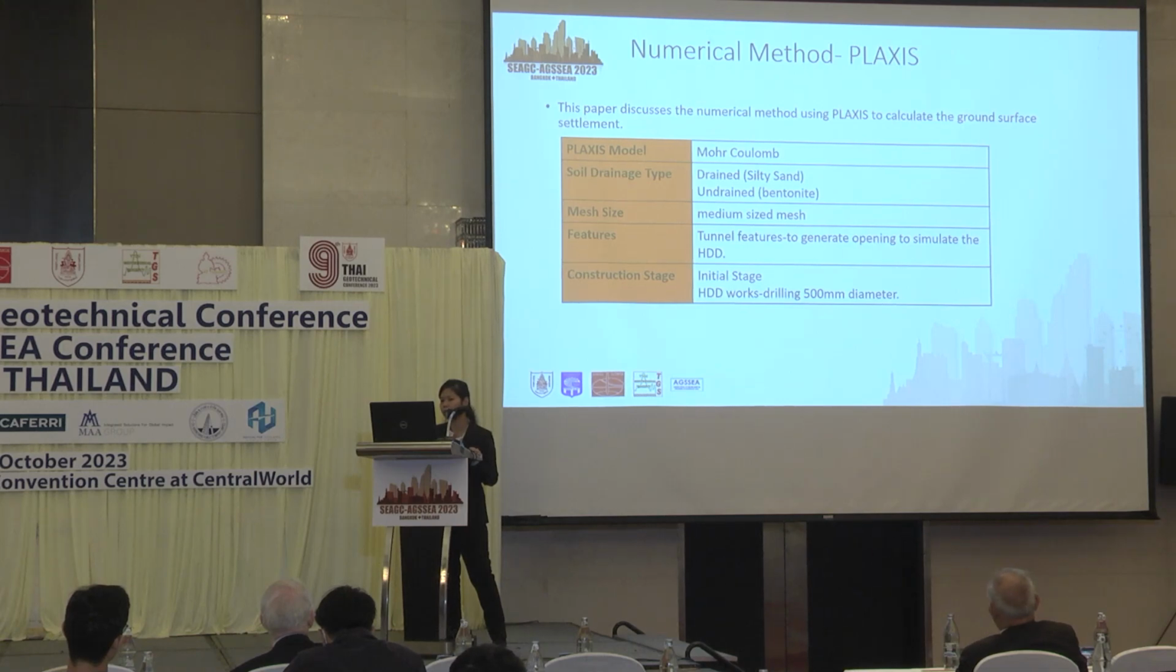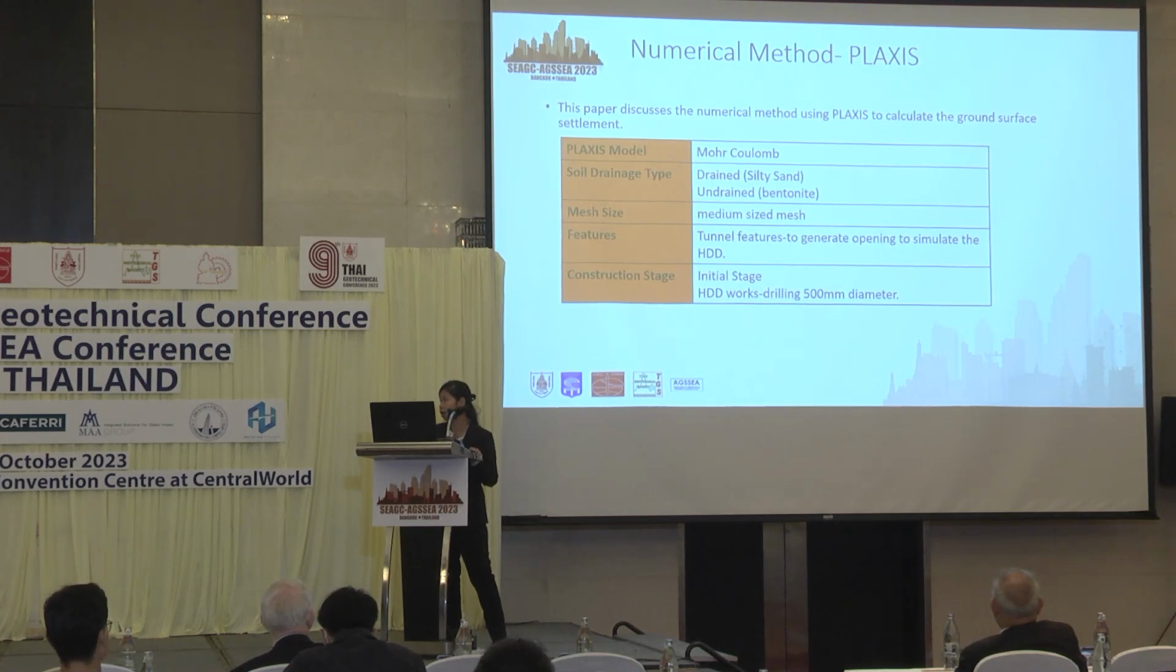So we go to the numerical method. This paper discussed the numerical method using PLAXIS to calculate the ground settlement. For this model, we are using 2D PLAXIS and we are modelling using Mohr-Coulomb. For the soil drainage type, we are using drained for the silty sand and also undrained for the bentonite property. The mesh that we are using is a medium size mesh, and we are using the tunnel feature to generate the opening.